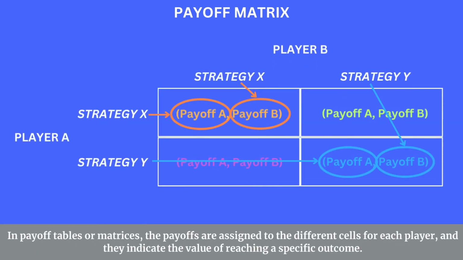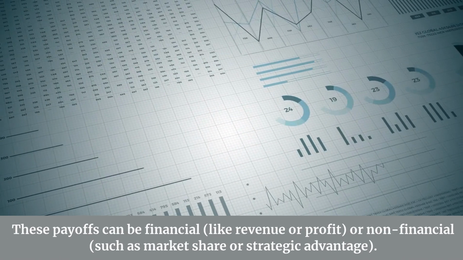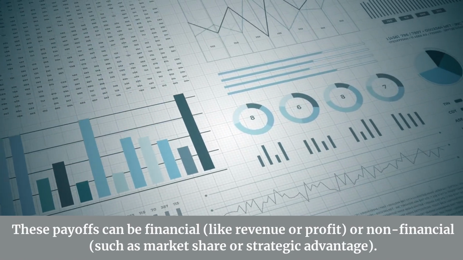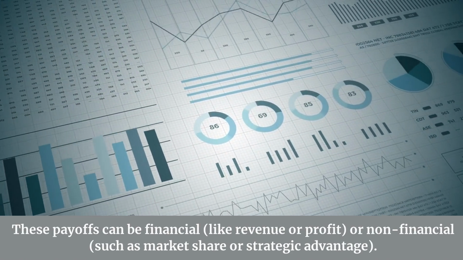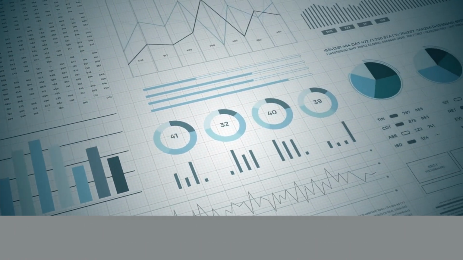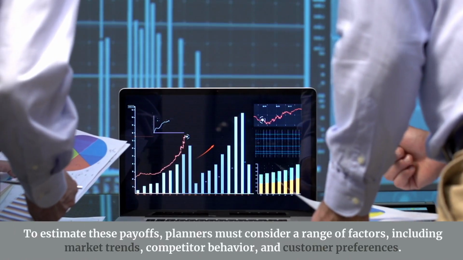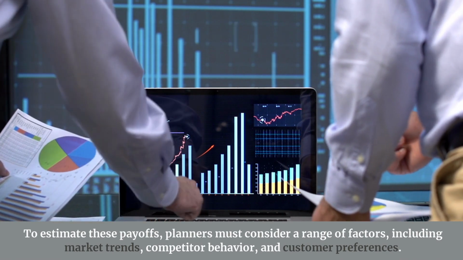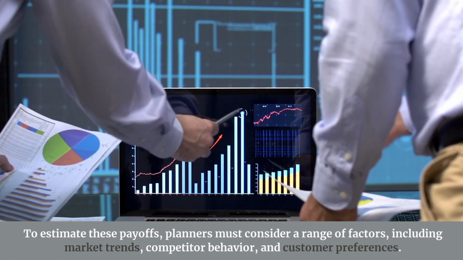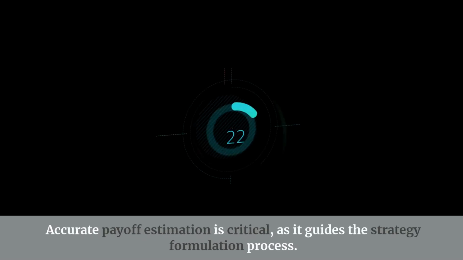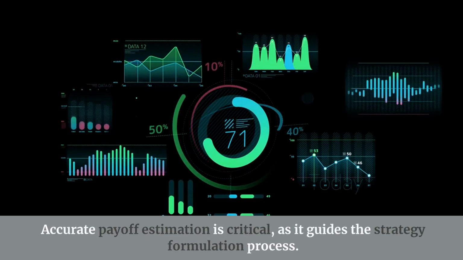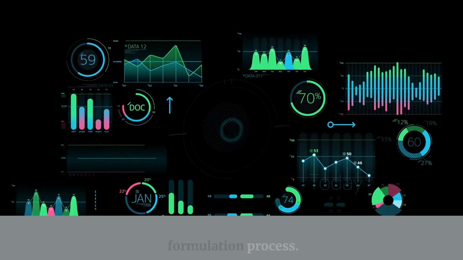In payoff tables or matrices, the payoffs are assigned to the different cells for each player, and they indicate the value of reaching a specific outcome. These payoffs can be financial, like revenue or profit, or non-financial, such as market share or strategic advantage. To estimate these payoffs, planners must consider a range of factors, including market trends, competitor behavior, and customer preferences. Accurate payoff estimation is critical, as it guides the strategy formulation process.